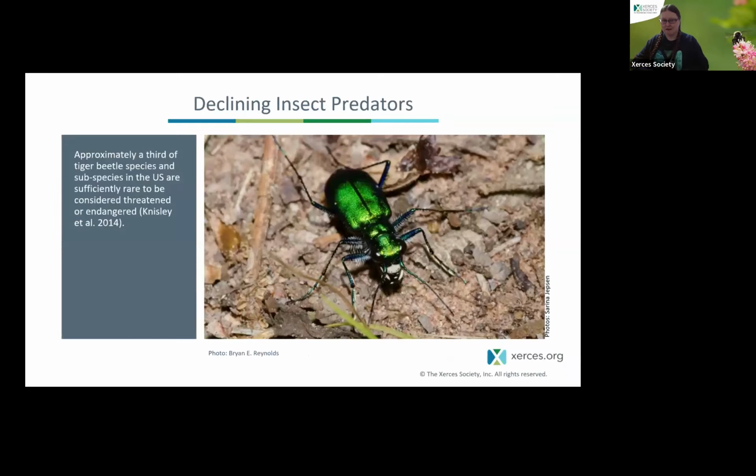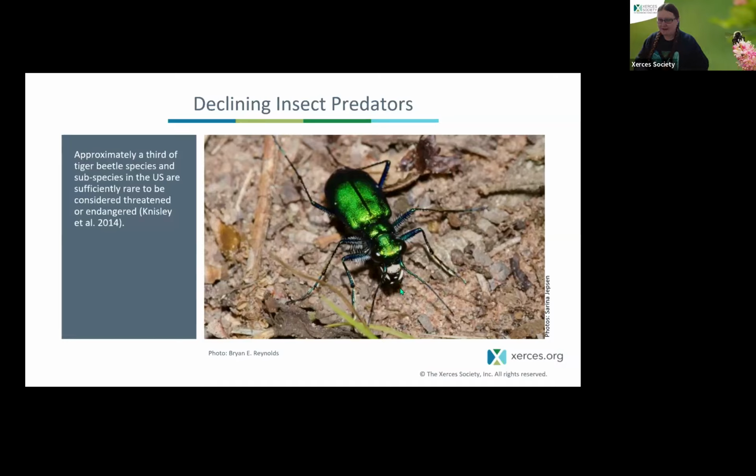Approximately a third of our tiger beetle species and subspecies in the US are sufficiently rare and can be considered threatened or endangered. And so tiger beetles are really fascinating predators, as you see here, beautiful beetles. I think Jennifer will talk more about these, but they're so interesting and just gorgeous insects. And they're really voracious predators as larvae and as adults.